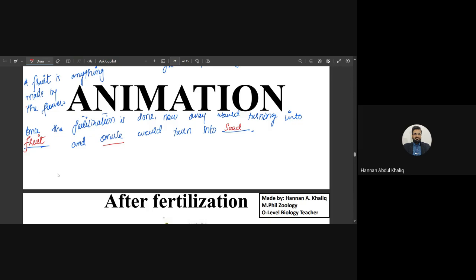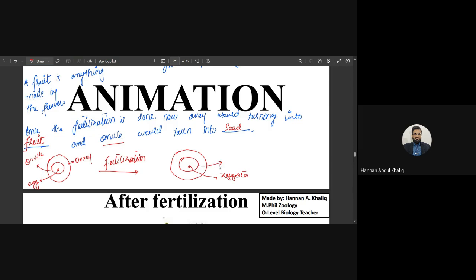Just call on your imagination. Suppose this larger circle is the ovary, the smaller circle is the ovule, and this even smaller circle is the egg. Now once the fertilization is done, the egg would become a zygote. The ovary would turn into a fruit.